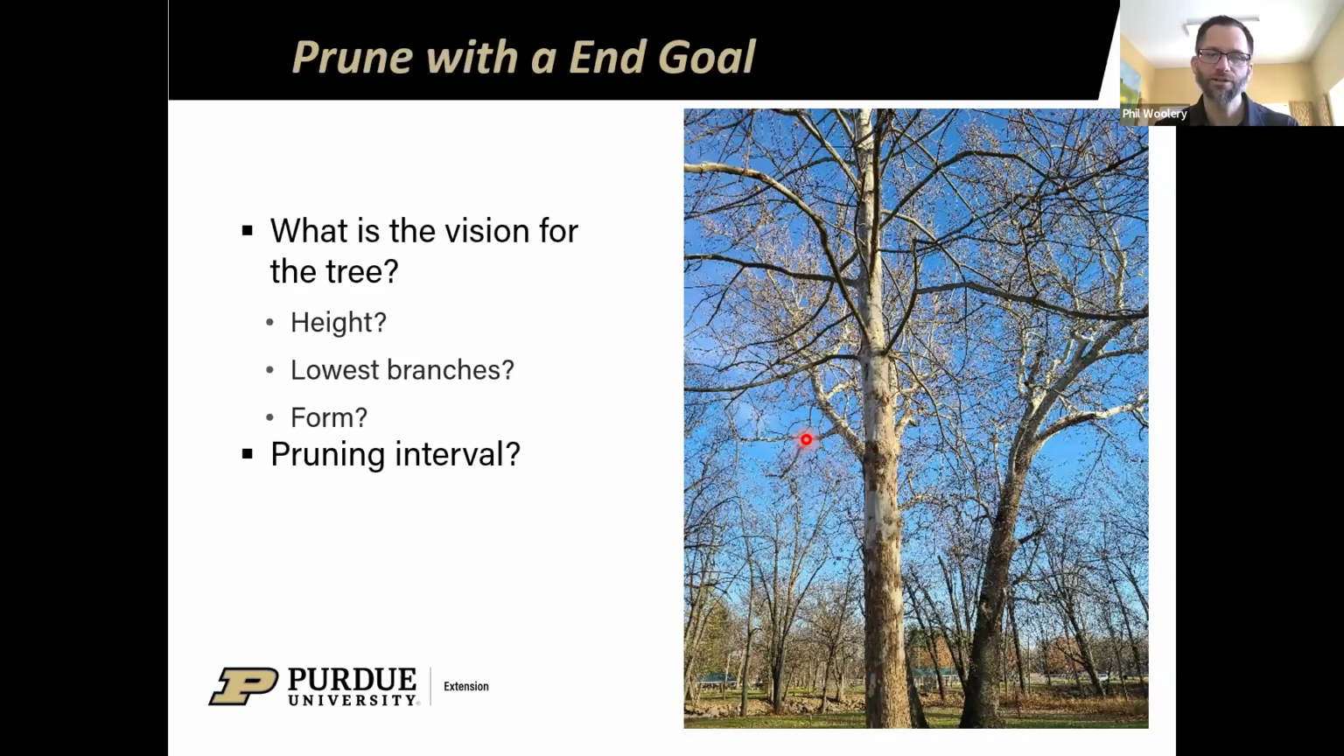All those branches on a small tree are temporary branches. They're not going to be there for the long term. What form is the tree going to take? And that's some genetic species variation in there. Something to think about is pruning interval.